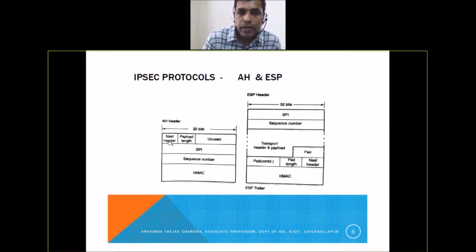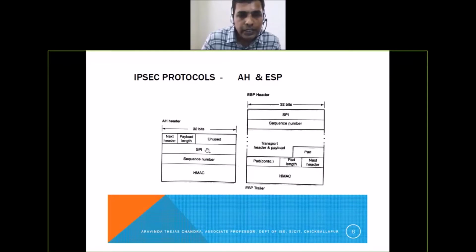next header, because the AH header is placed between the IP header and the TCP or UDP header, which is the transport header. That is the reason why AH should tell which is the next header, whether it is TCP or UDP. That's what next header does. Payload length will tell you the payload, which usually consists of the data as well as the TCP or UDP header. And the remaining 16 bits are unused.